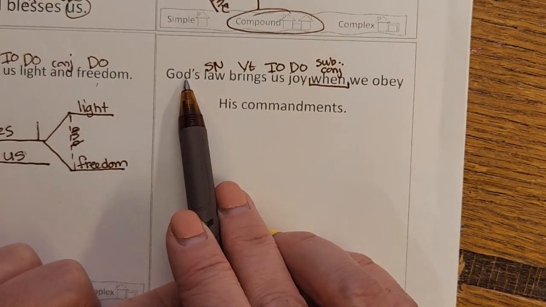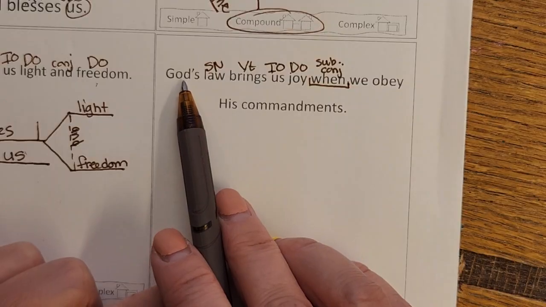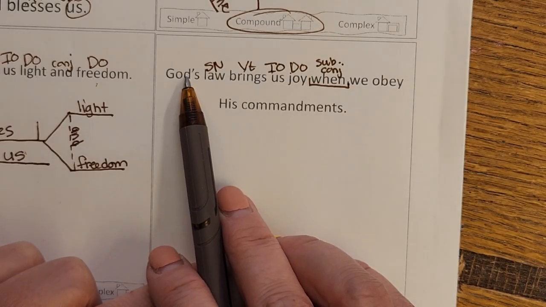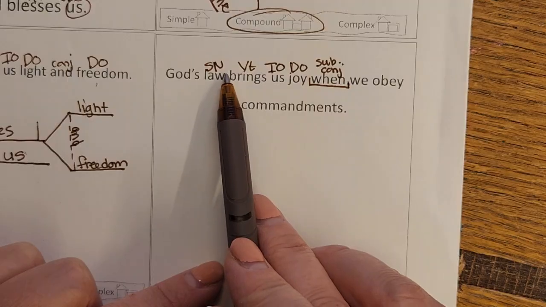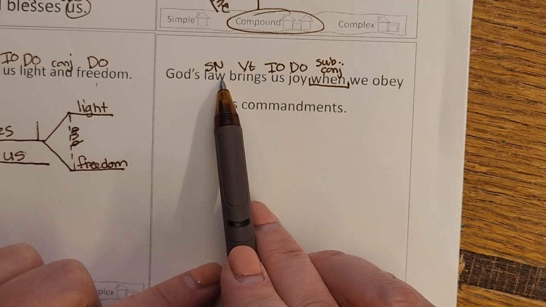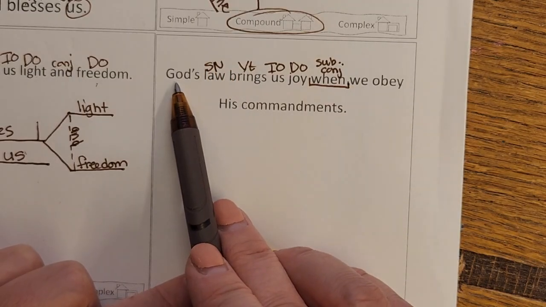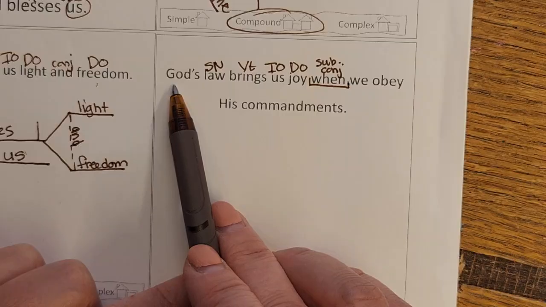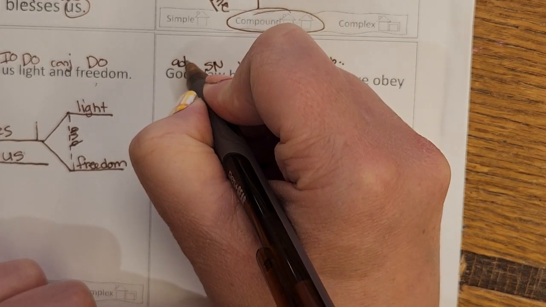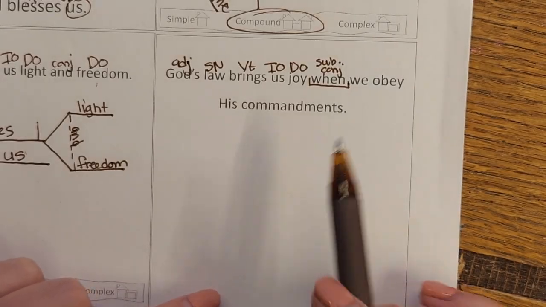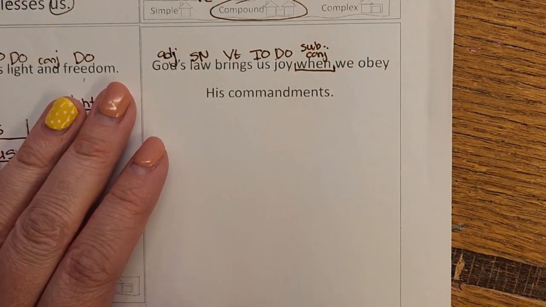Whose law? God's. So is this going to be an adjective or adverb? What is it describing? A noun. And it's also answering the question whose. So this is an adjective. Yes, adjective. Sorry, guys, I'm not using my colors today because I'm just trying to get this out.